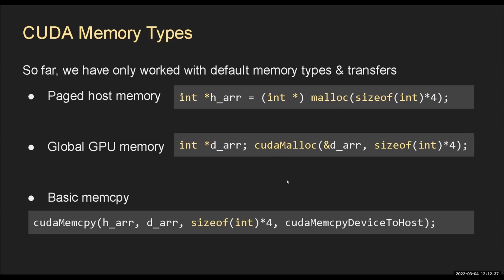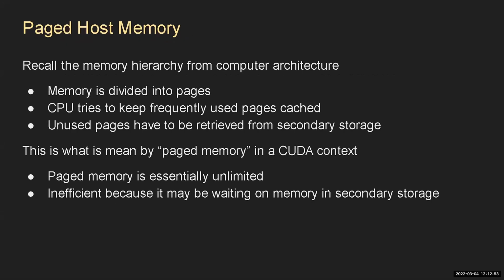This is basically what we covered last time. These are, like it says there, the defaults. There are actually other ways and other types of memory that you have access to through CUDA. Before we get to those, I want to give you a couple of properties of paged memory, which is the default host memory, so that you can compare it to the types we'll get to next.